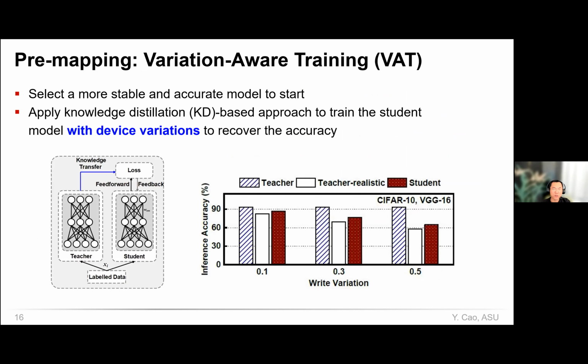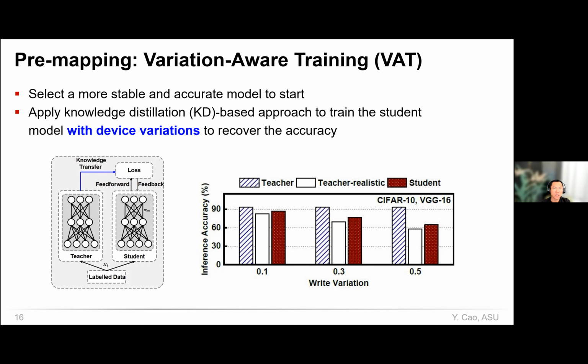In a quick summary, this is the approach our group is exploring. The first step is called pre-mapping. We do variation-aware training, as other groups are doing, and we try to improve the stability and robustness of the algorithm before we transfer it to the hardware itself. This is a statistical process. There's no guarantee how much improvement it can have. We're just doing our best.